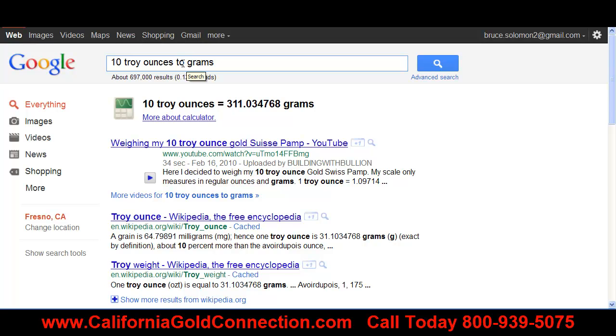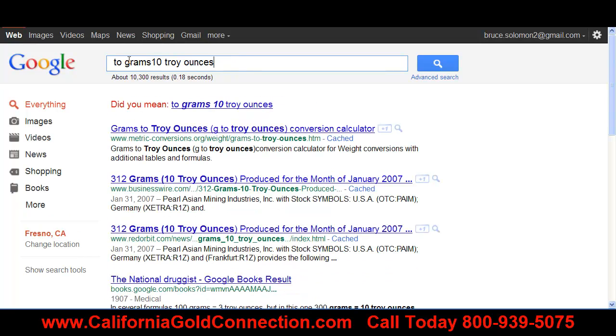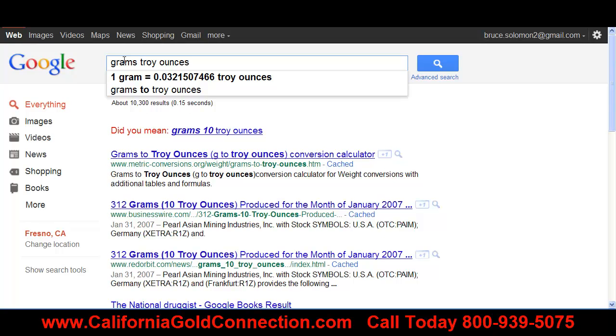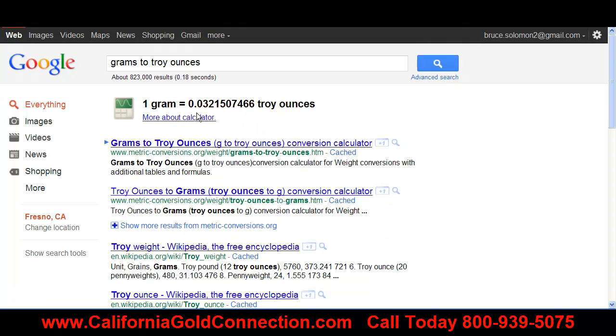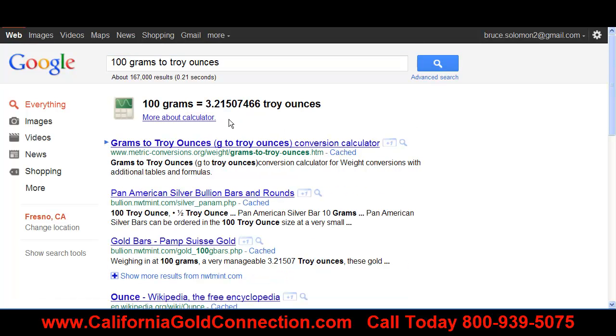We could also switch this around. Let's do grams to troy ounces and see what it shows us. So 1 gram equals 0.0321 troy ounces. If I've got 100 grams, then 100 grams equals 3.21 troy ounces. So that's, in a nutshell, how you use the Google Calculator.